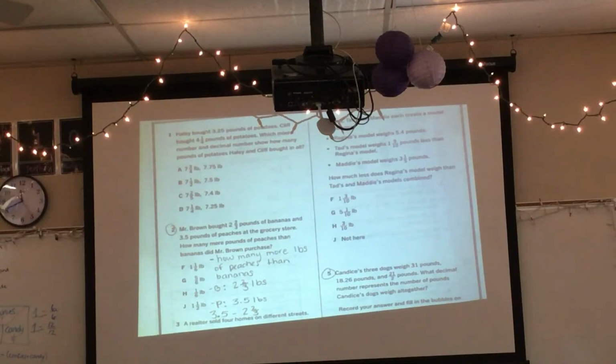Okay. Right now, when I have a decimal and a fraction, I have a banana and a peach. Can I say those are the same? No. They're under the same category of fruit, but they're not the same kind of fruit. Is 3.5 and 2 2/3 a number? They're both numbers, but are they the same kind of numbers? No. So I have to first make them the same kind of numbers.